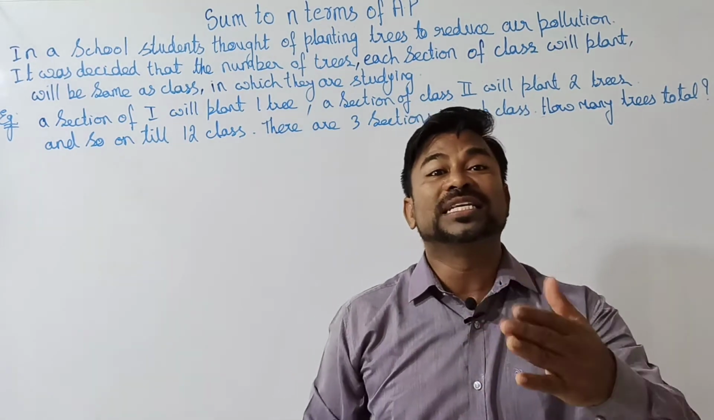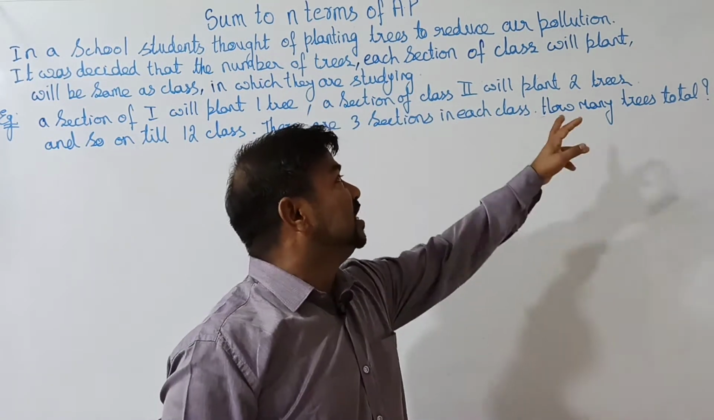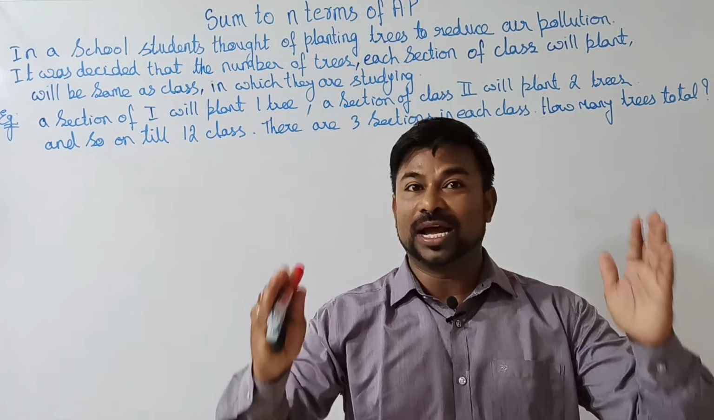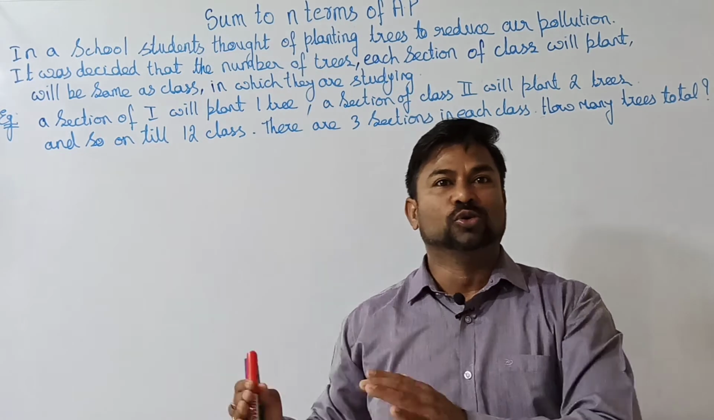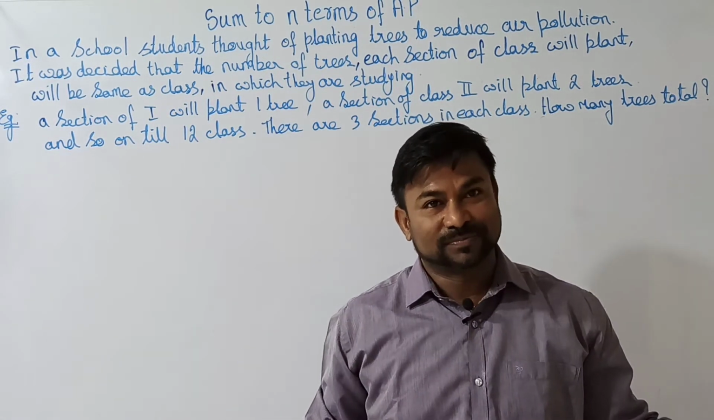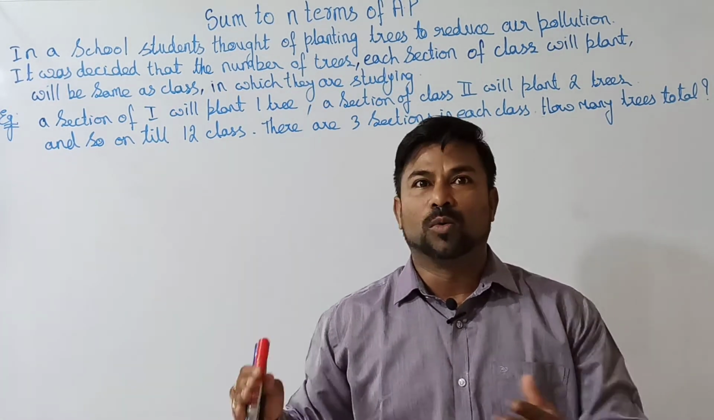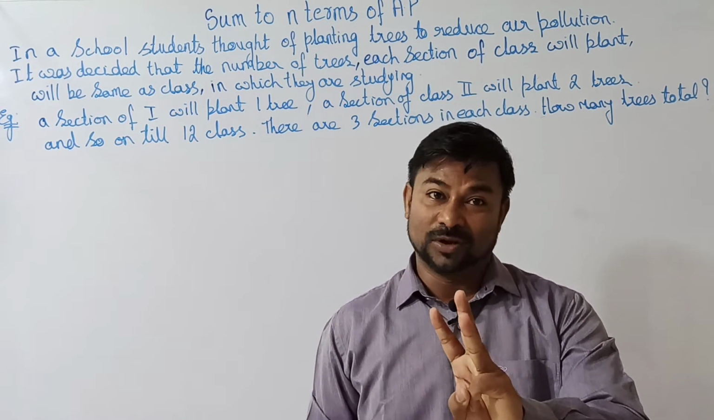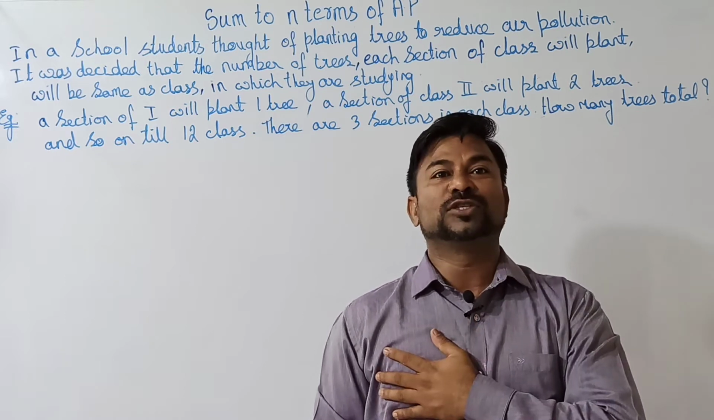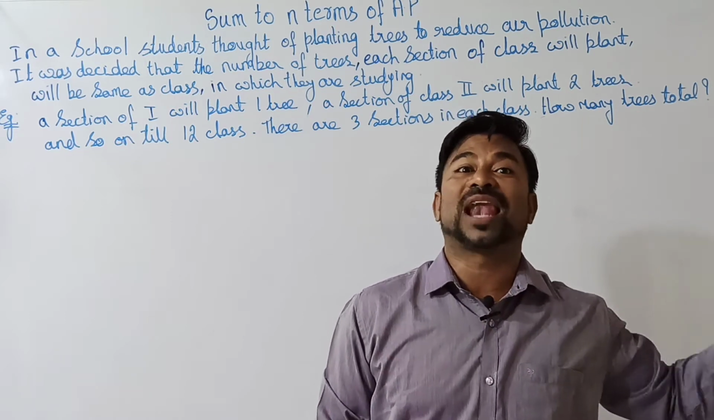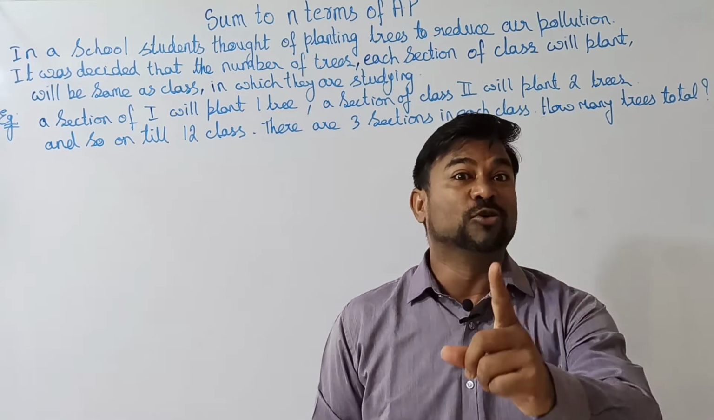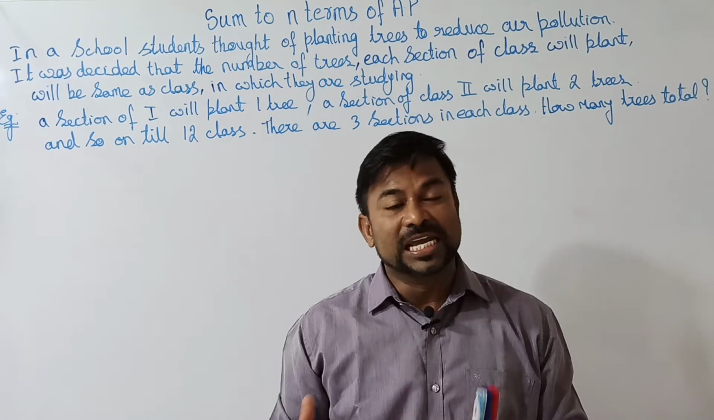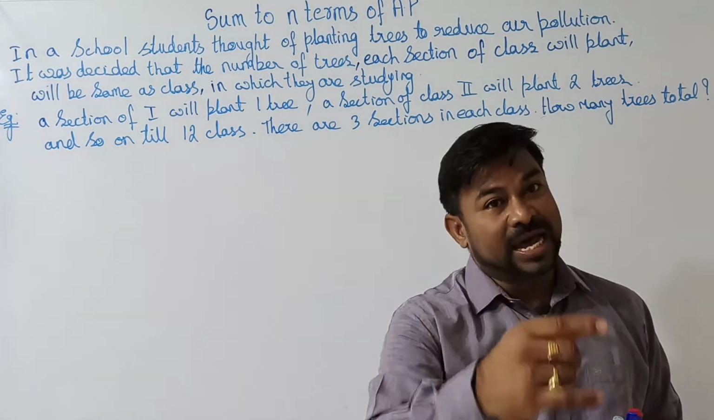Now what is required? What is he asking us to find? He is asking us to find how many trees in total they are planting. Let me recall the conditions. Students are planning to plant trees. How many classes do they have? 1 to 12. How many sections? Each class has 3 sections. What is the condition? The class in which they are studying is equal to the number of plants they are going to plant. I'm letting you know this is a sum. We are dealing with the sum to n terms formula in arithmetic progressions.